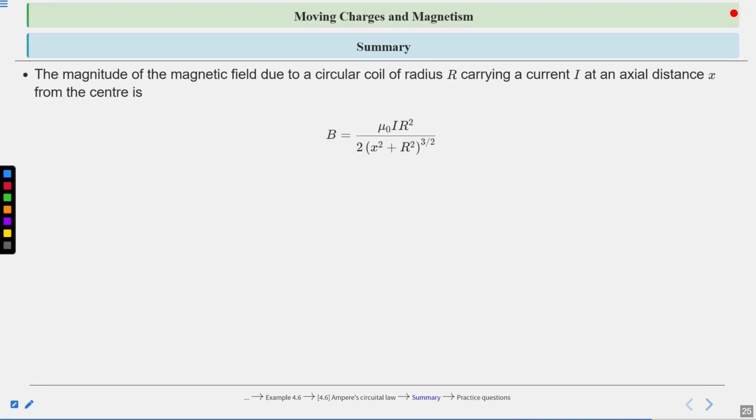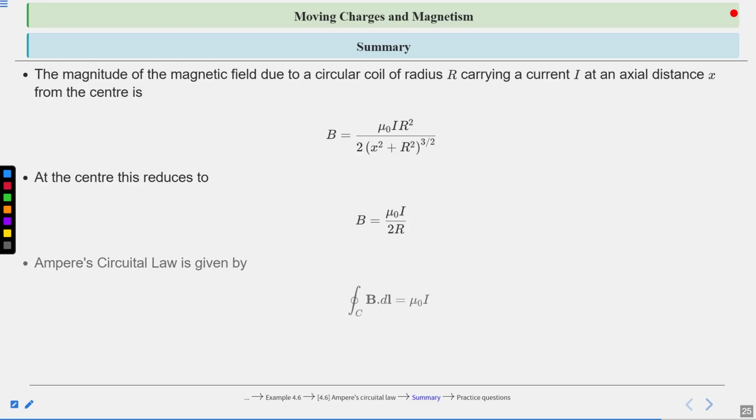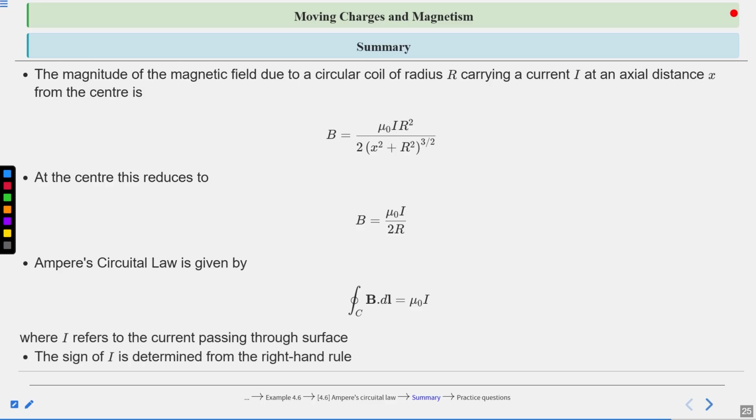So let's have a quick recap. The magnitude of the magnetic field due to a circular coil of radius r carrying a current I at an axial distance x from the center is given by this formula. At the center, this reduces to B equal to mu naught I upon 2r. Ampere's circuital law is given by closed integral B dot dl equal to mu naught I, where I refers to the current passing through the surface. The sign of I is determined from the right hand rule.